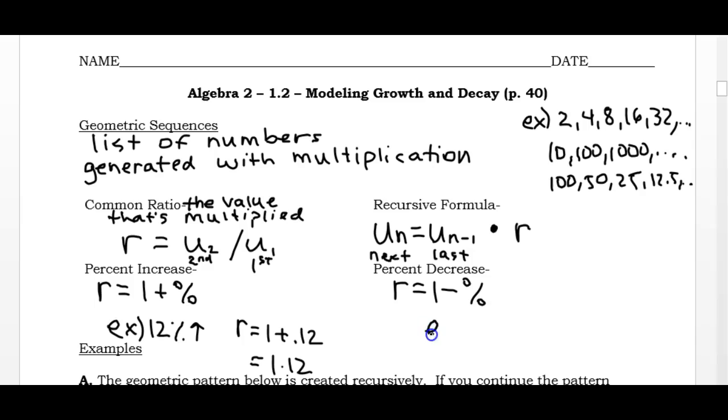I'll do an example of the decrease. Let's say you have an 8% decrease. Your ratio would be 1 minus 0.08, because 0.08 is the same as 8%, and so that's the same as 0.92. And so putting that in other terms, if you have 100% and you decrease 8%, you're left with 92%, and that as a decimal is 0.92.